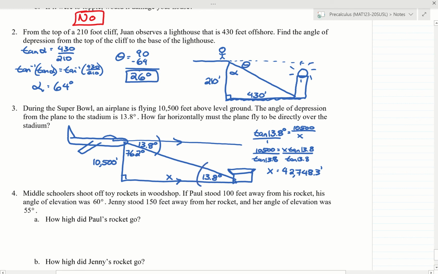If you wanted to use the 76.2, we could still get the same answer. What we would do is say the tangent of 76.2 degrees is equal to x over 10,500. So it's set up a little bit different. Not a big deal here. If you cross multiply, you get x is equal to 10,500 times the tangent of 76.2, and you'd get the same exact answer. So we have a few different ways to handle this.